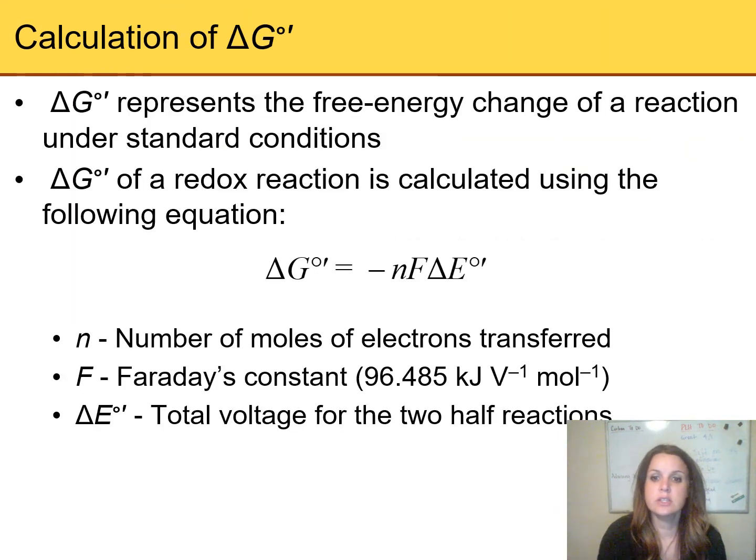So we can actually calculate the delta G naught, or the free energy change of a reaction under standard conditions, if we know the redox potential of the two half reactions. So for example, you can take the ones that we used earlier for NAD and oxygen, and in order to find out the delta G naught, you take negative n, which is the number of moles of electrons, times Faraday's constant, times the difference in redox potential between the two half reactions. And this is going to tell you if a reaction is endergonic or exergonic.